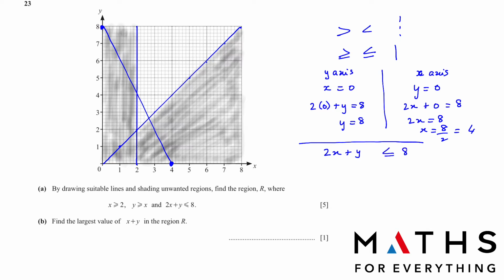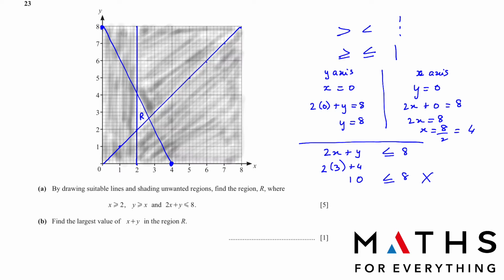Choose a point. Let's choose a point here. Okay. What is it? X is 3 and y is 4. We replace it. X is 3 and y is 4. This will give us 10. It is not less than 8. So this is the region that we don't want because it does not satisfy our inequality. So this is our region.